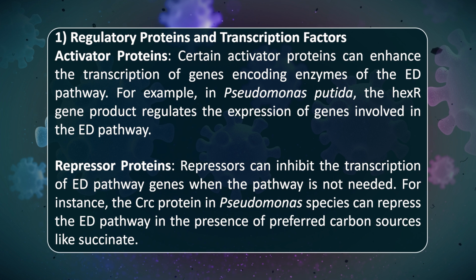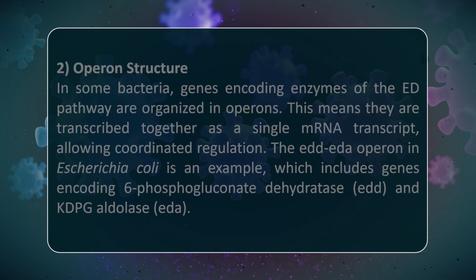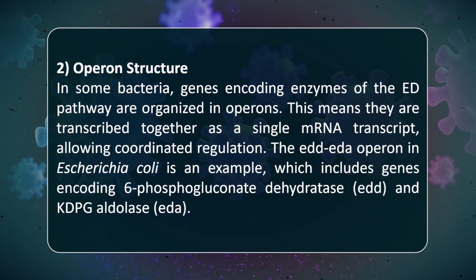Repressor proteins. Repressors can inhibit the transcription of ED pathway genes when the pathway is not needed. For instance, the Crc protein in Pseudomonas species can repress the ED pathway in the presence of preferred carbon sources like succinate. Operon structure. In some bacteria, genes encoding enzymes of the ED pathway are organized in operons. This means they are transcribed together as a single mRNA transcript, allowing coordinated regulation.